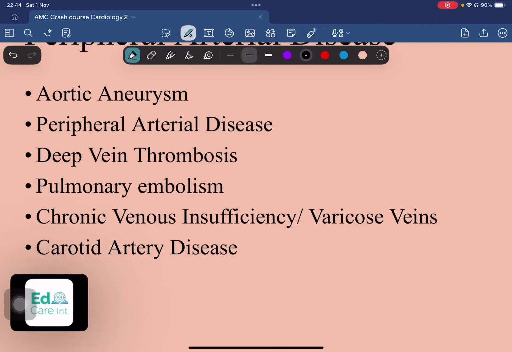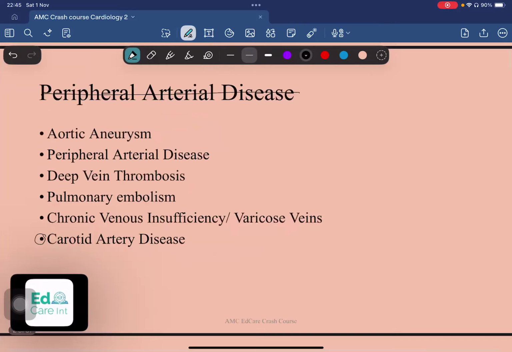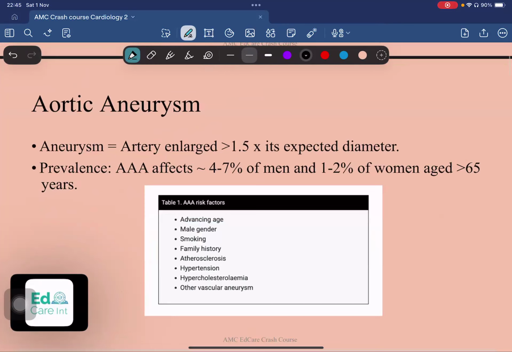Varicose veins and carotid artery disease are not something that you have to know very deep into, but we can brush through them. I think I had a little guideline at the end. If I am able to cover all this, I'll discuss that as well. Carotid artery disease is something that I studied in neurology, but let's see if I have time, I'll try to talk about that as well. But I feel like I should leave it for neurology. So let's get into the discussion.